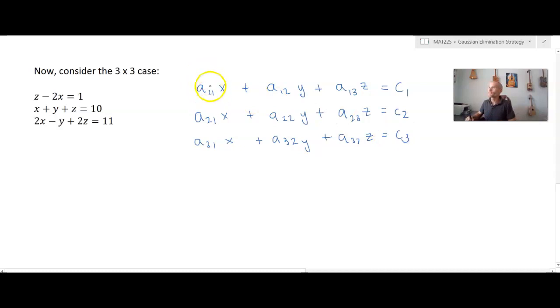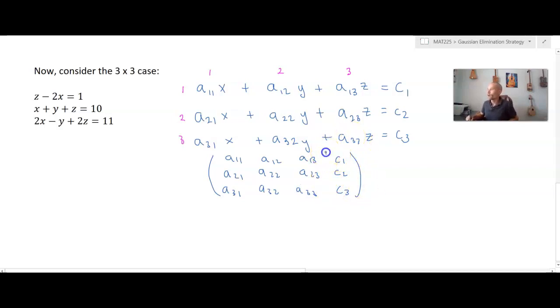Now just note that the first subscript denotes what row we're in, and the second subscript denotes what column we're in. So a11 just means that we're in row 1, column 1. a12 means we're still in row 1, but we're now in column 2. a13 means we're in column 3, and you can see here that the first subscript always just notes what row we're in. So if we wrote this in matrix form, we might write a11, a12, a13, and c1, a21, a22, a23, c2, and a31, a32, a33, and c3.